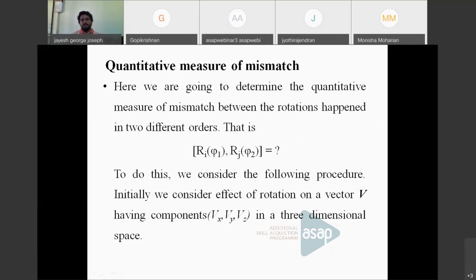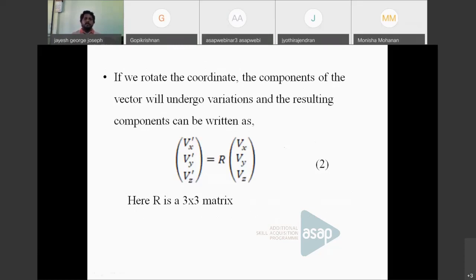Initially, we consider the effect of rotation on a vector v having components Vx, Vy, Vz in a three-dimensional space. So here we are considering a vector in our ordinary three-dimensional space. If we rotate coordinates, the components of the vector will undergo variations, and the resulting components can be written as Vx prime, Vy prime, Vz prime. That means this is the transformed vector; the prime denotes transformed, and it is equal to R times Vx, Vy, Vz.